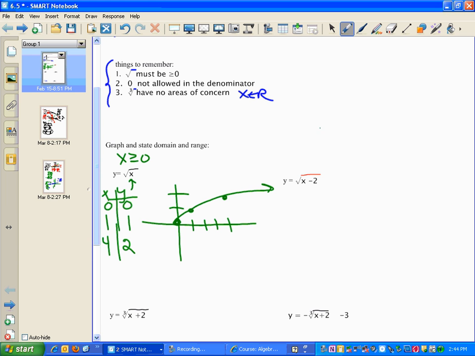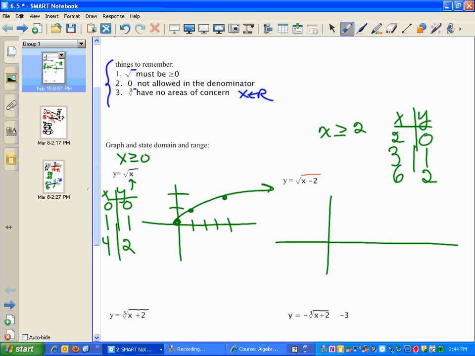All right. Here, x is greater than or equal to 2. X, y. Let's see what that 2 does. If x is 2, y is 0, what should I let x be now? That comes out nice. There's a smaller one. 3, and I can get 1, and then 6 will give me square root of 4, which is 2. So at 2, I'm at 0. At 3, I'm at 1. 6, I'm at 2.